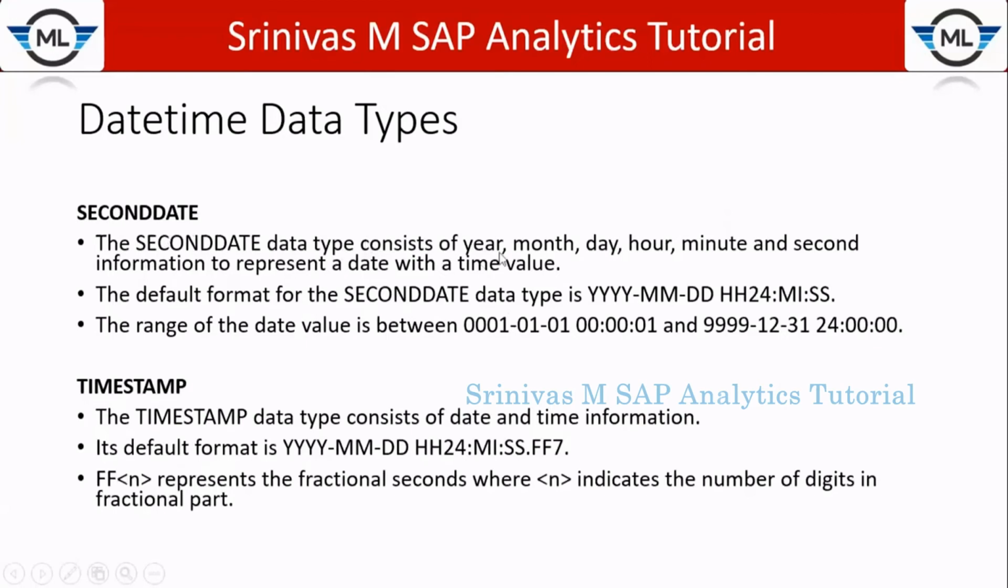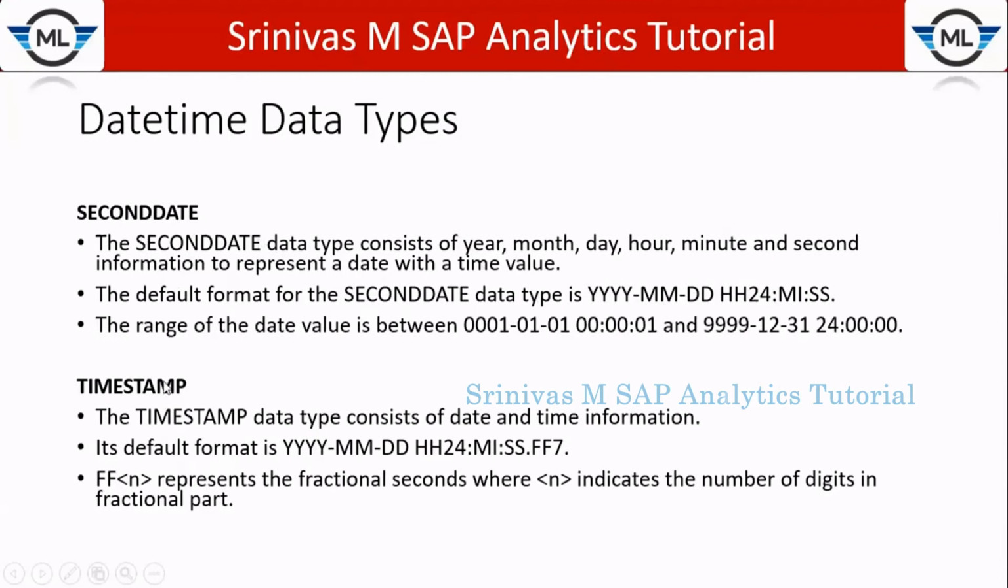Coming to the second date. Second date data type consists of year, month, date, hour, minute and second information. You see, it means date plus time. Date plus time is nothing but second date. So this is the minimum and maximum date that you can store under the second date.